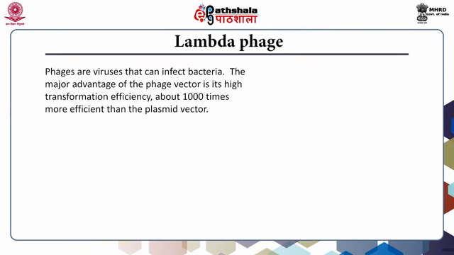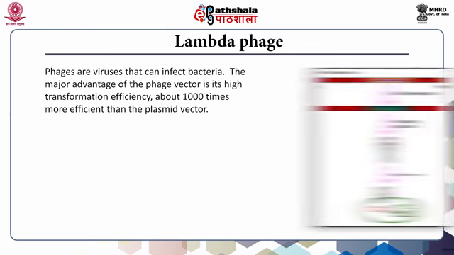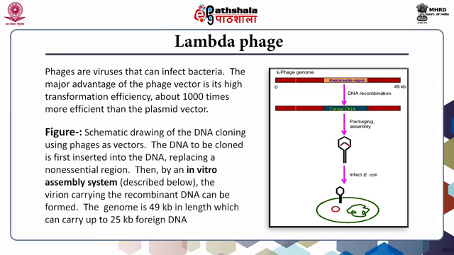Phages are viruses that can infect bacteria. The major advantage of the phage vector is its high transformation efficiency, about 1000 times more efficient than the plasmid vector. The figure alongside shows a schematic drawing of DNA cloning using phages as vectors. The DNA to be cloned is first inserted into the phage DNA, replacing a non-essential region. Then, by an in vitro assembly system, the virion carrying the recombinant DNA can be formed. The genome is 49 kb in length, which can carry up to 25 kb of foreign DNA.